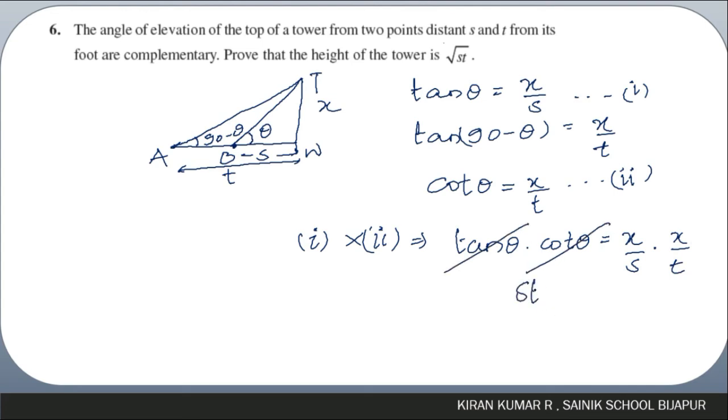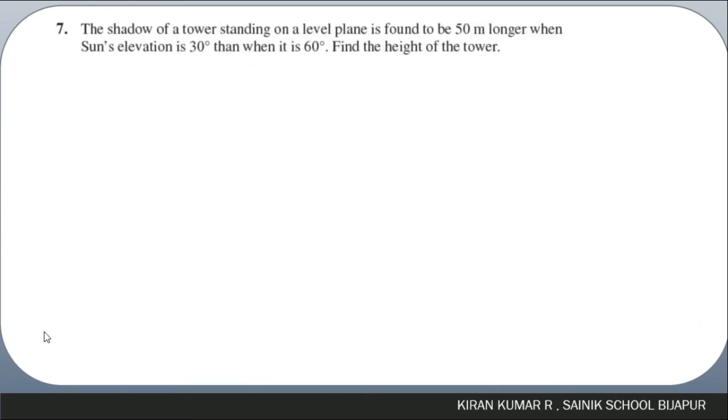On multiplying, we get ST is equal to X square. So the value of X is root of ST. Hence we have proved that the height of the tower is root of ST. Next question. Question number 7.